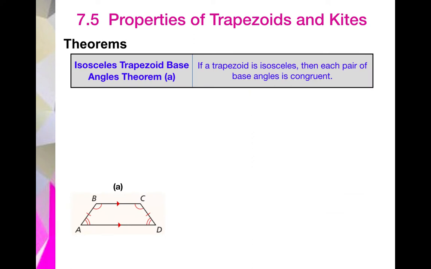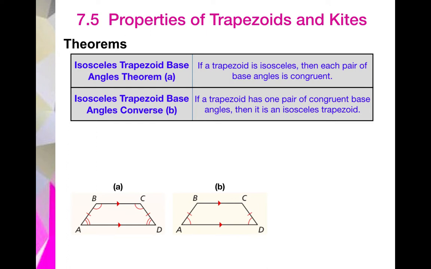Now let's talk about some theorems. The isosceles trapezoid base angles theorem, the first one. And this one says, if a trapezoid is isosceles, then each pair of base angles is congruent. So first of all, we have to show that we have an isosceles trapezoid. That means that we have parallel sides and we have congruent legs. So once we have that, then we know that the base angles are congruent. So B and C are congruent, D and A are congruent with each other.